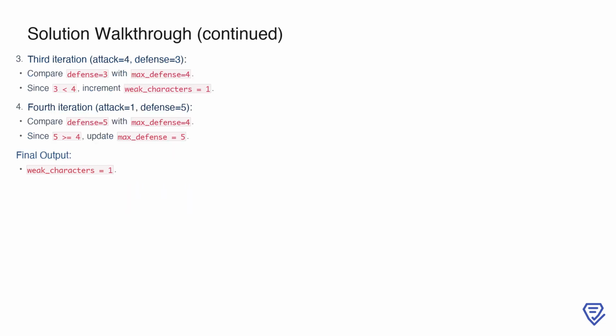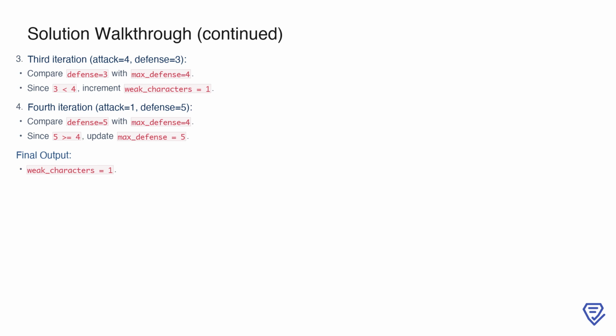No weak characters have been identified so far. In the third iteration, we look at the character with attack equals 4 and defense equals 3. Comparing its defense with max_defense equals 4, we notice that 3 is less than 4. This means the character is weak, so we increment weak_characters by 1.